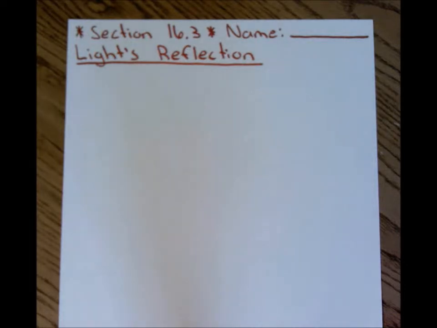But for section 16.3, I've got a couple of objectives for you to be able to meet by the end of this video. Objective number 1 is to determine how objects interact with incoming light. Objective number 2 is to determine how you can see an image in a mirror. And the third and final objective is to understand why we see color.